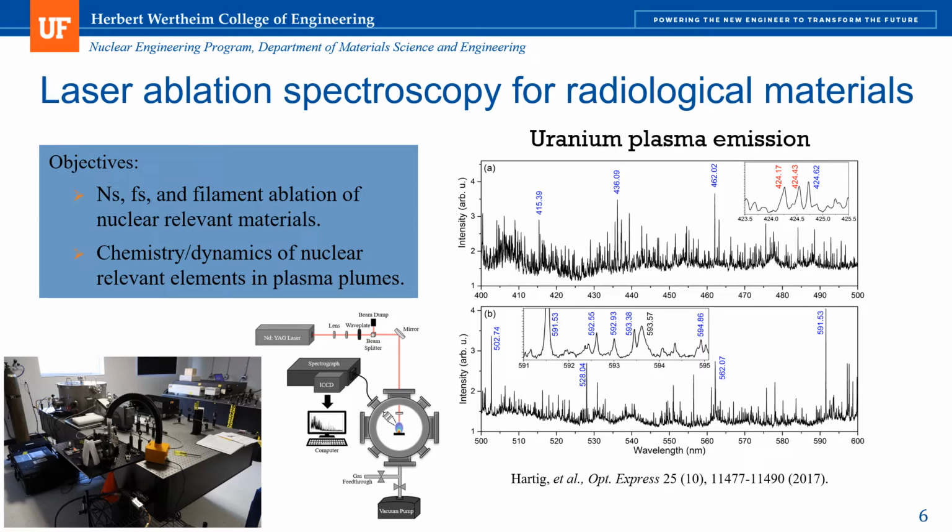The objectives of this work are to study the different ablation techniques that we have available to us, whether that's nanosecond, femtosecond, or laser filament, for nuclear material analysis and studying the chemistry and dynamics of nuclear relevant elements in plasma plumes. You can see a picture of our laboratory in the bottom left with several optical tables, with a laser source table in the back and an experiments table in the foreground, as well as a simplified schematic diagram of what a typical LIBS experiment looks like, with a laser, some steering optics, focusing lens, collection optics, spectrograph, and computer analyses.